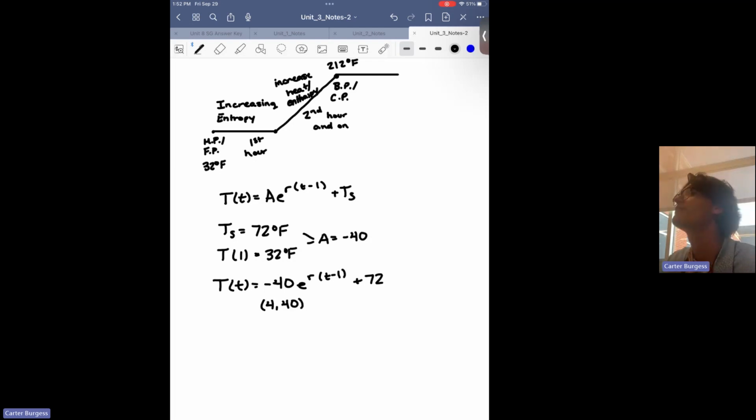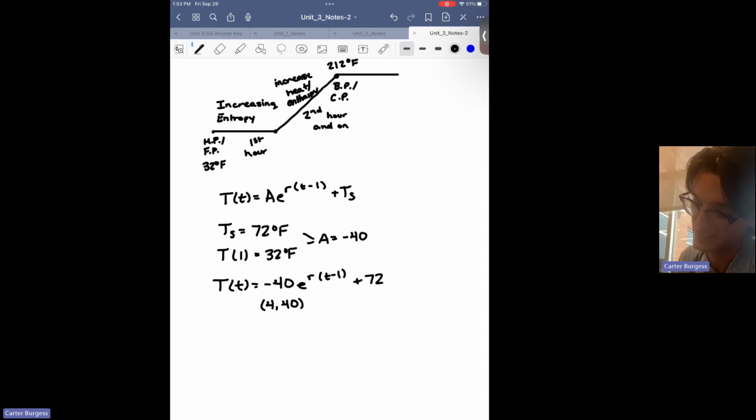4, 40. Now, you might have used 3 comma 40, which is fine if your equation doesn't take into account the fact that we spent an hour doing nothing. My equation does take that into account because I have that minus 1 there in my exponent. So I'm automatically reducing my input by 1 when I plug it into my function. So I'm perfectly happy to plug in 4. In fact, I need to plug in 4.